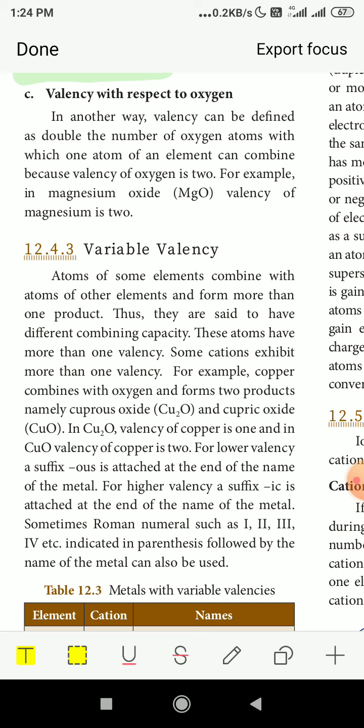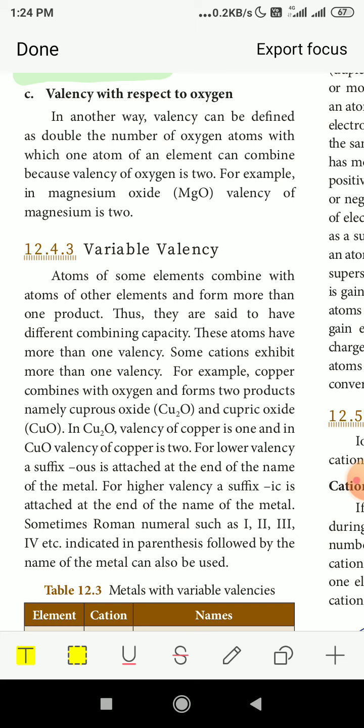Why? CuO: always the valency of oxygen is 2, as we told in magnesium oxide, so it will be 2. And in cuprous oxide, Cu2O, there are 2 coppers, so the valency of copper will be 1. For the lower valency, a suffix and prefix is there.